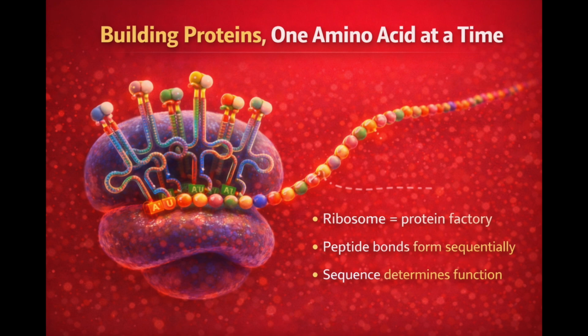And folding determines function. For example, hemoglobin folds to carry oxygen. Enzymes fold to catalyze reactions. Neurotransmitter receptors fold to detect signals. So when we say genes code for traits, what we really mean is genes code for protein sequences, and protein sequences create biological behavior.